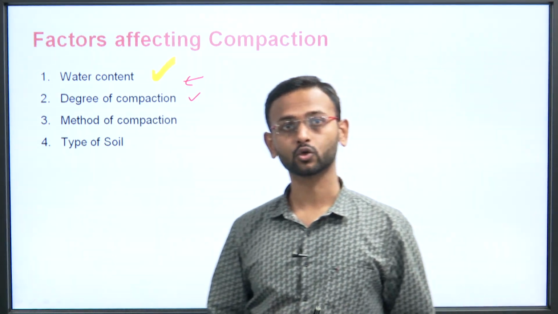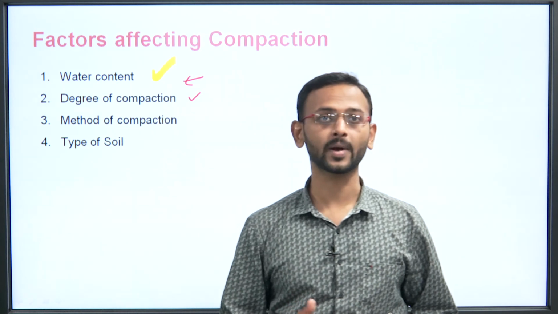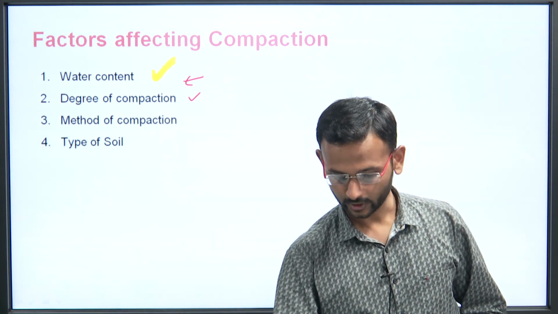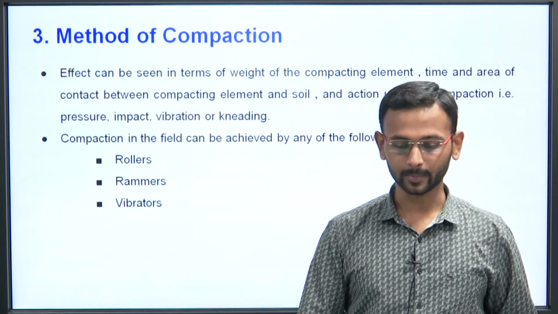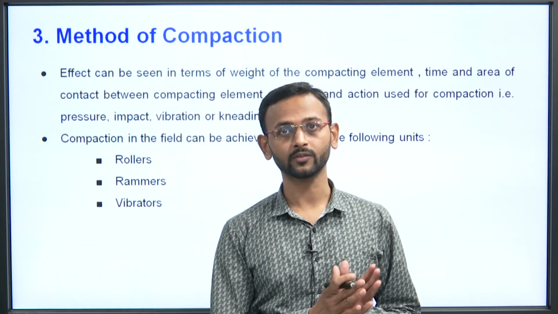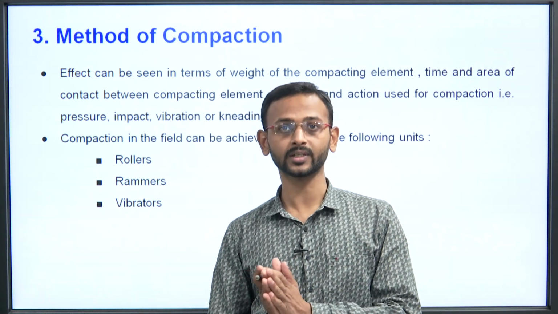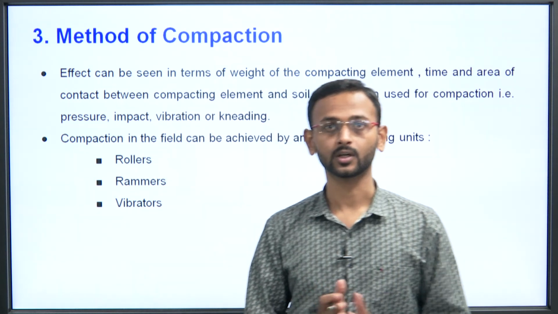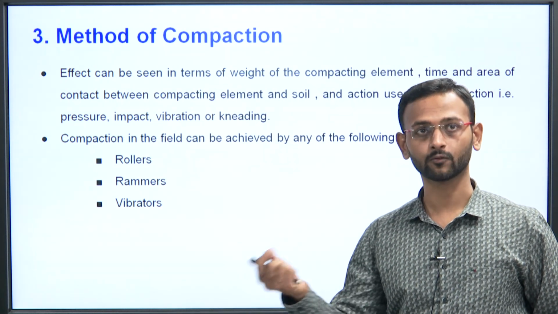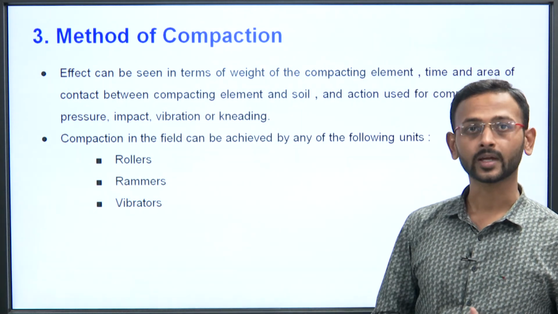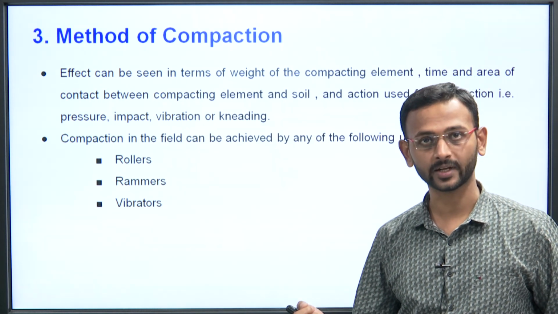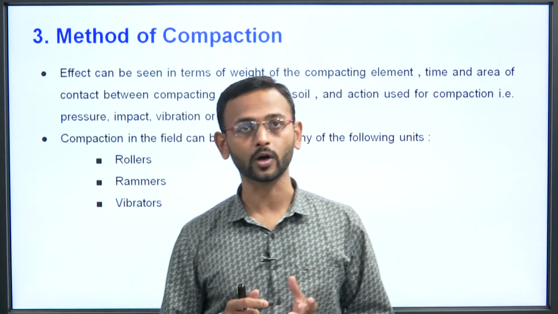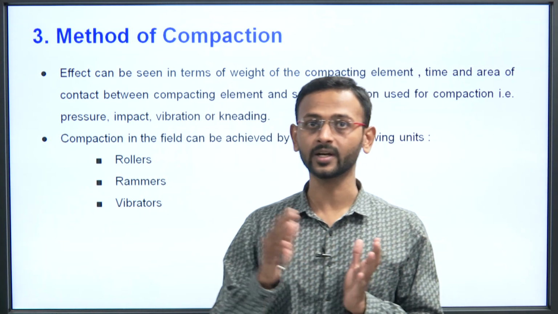Now, we will be discussing two more points here, that is the method of compaction and the type of soil. So, let us begin with the third one, the method of compaction. Whatever be the method, the values will be different, so their effect will be somewhat different. The effect can be seen in terms of the weight of the compacting element, the time and area of contact between the compacting element and soil.